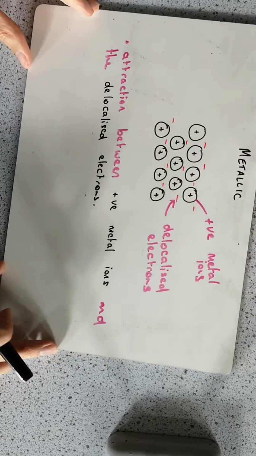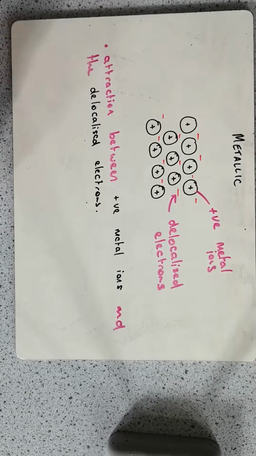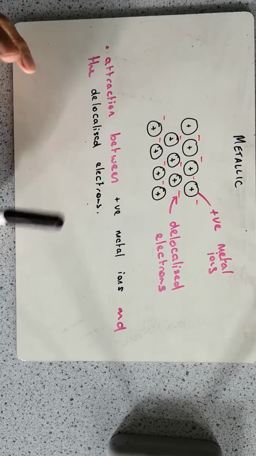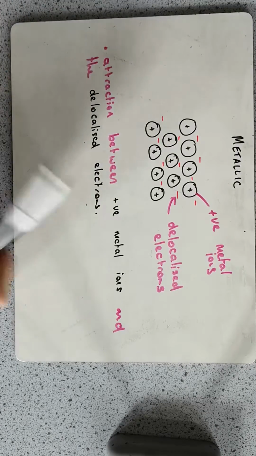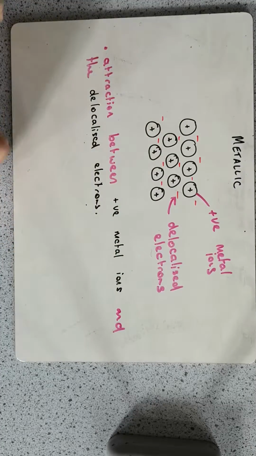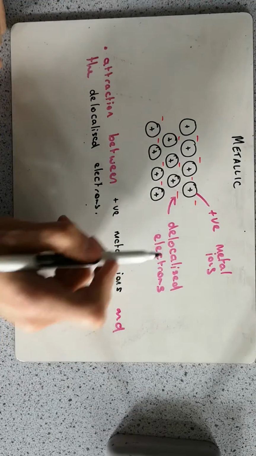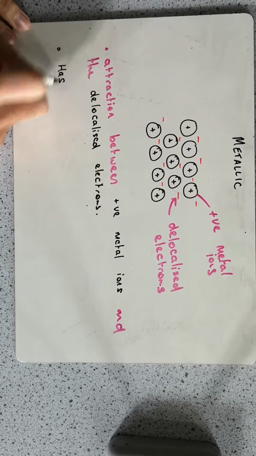Let's have a look at its electrical conductivity. Now, in order to conduct electricity, it's got to have one of either two things. It's got to either have ions that can move or delocalized electrons. Now, as a solid, all its ions are held in a lattice, so the ions can't move as a solid, but it does have delocalized electrons. So it does.